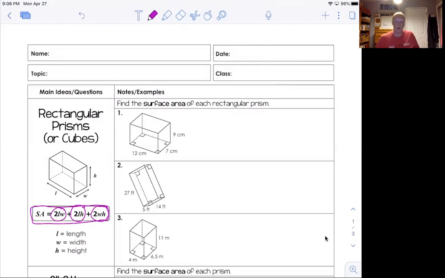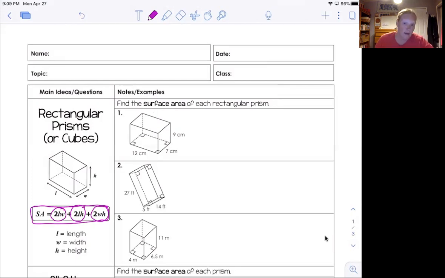Okay, so it doesn't matter what order you find the different dimensions in, but you can't repeat it. What I mean is, in number one, I'm going to do 12 times 7, and then 7 times 9, and then 9 times 12. If you end up with the same multiplication twice, you've repeated a pair of sides. And I hope that will become evident the longer that we do this. You'll be like, oh, I just did the same thing twice.